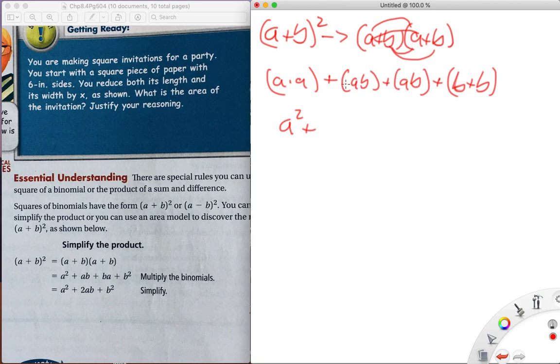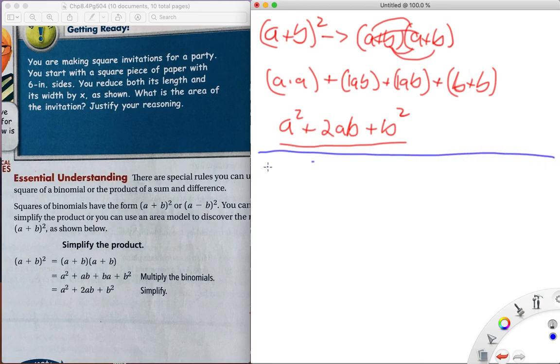AB plus AB, remember there's a 1 in front of these, so 1AB plus 1AB is 2AB. And then B times B is B squared. So this is the general guideline for squaring binomials: (A plus B) squared equals A squared plus 2AB plus B squared. This is the guideline for the sum, so it has to have the plus sign in between. Otherwise, this isn't going to work.